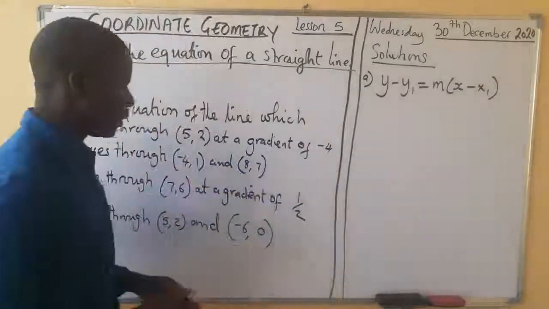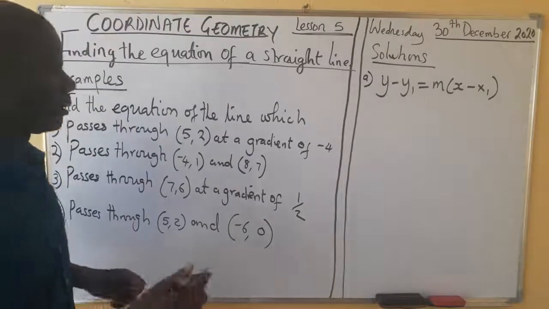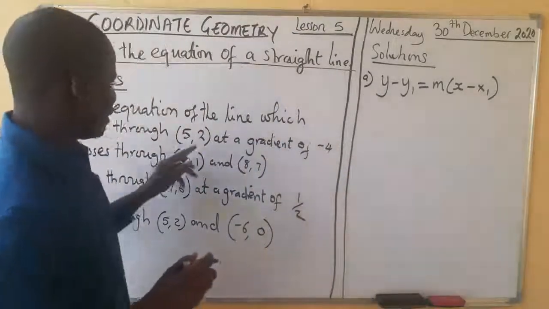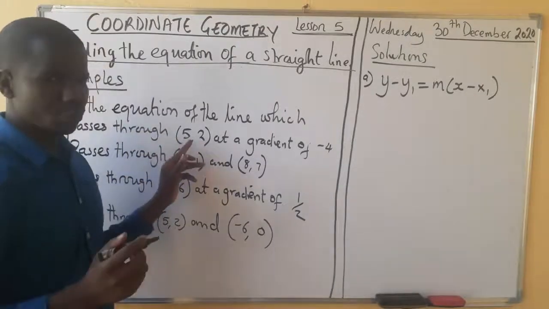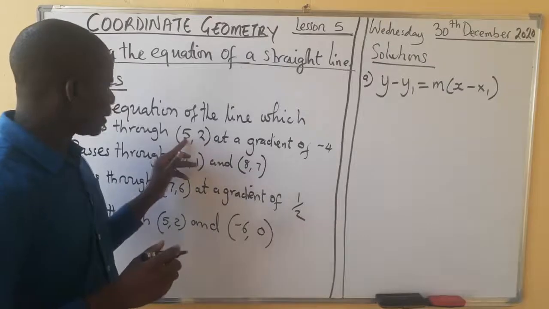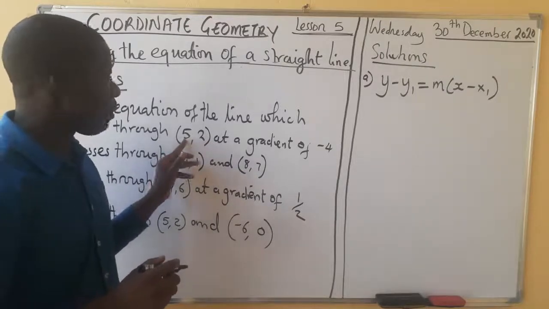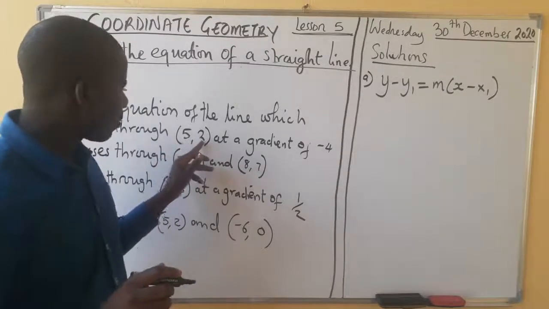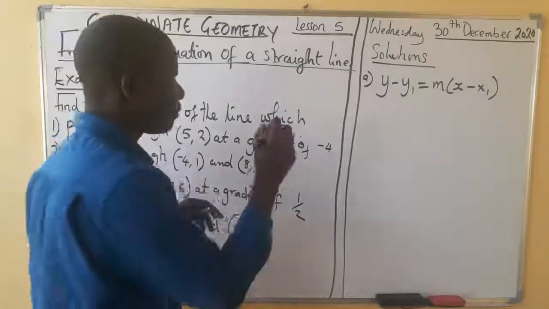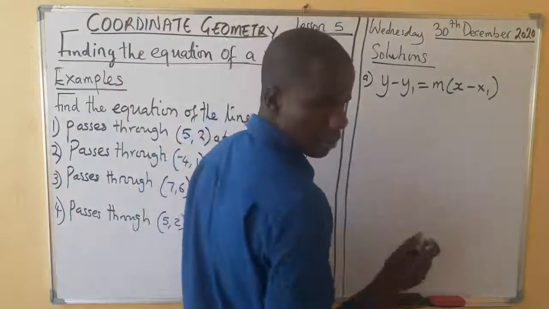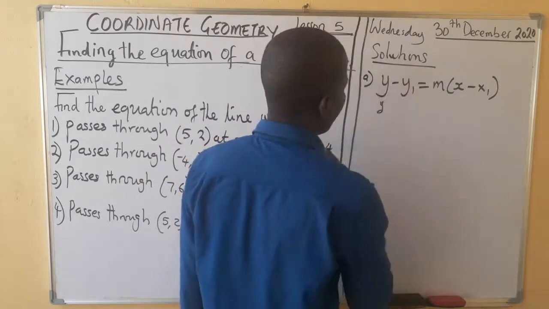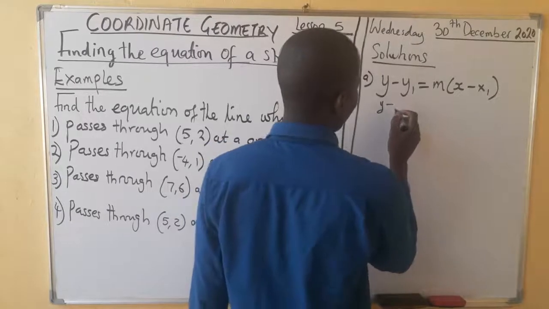So we're going to go on and carry out that. The gradient is -4. Then this point has got two coordinates, the x coordinate and the y coordinate. The x coordinate is what we're going to treat as our x1. The y coordinate is what we're going to treat as our y1. So we can begin to replace.